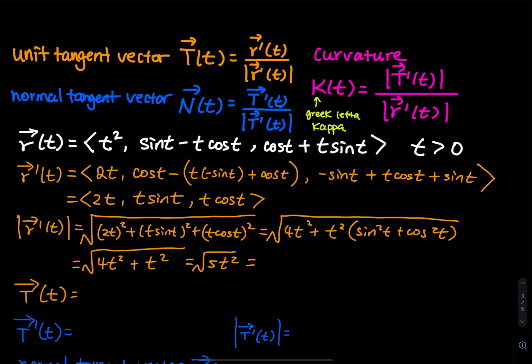And then take the square root of that. We have square root of 5t. So that is the magnitude. And then now we are ready to find the unit tangent vector by taking the derivative divided by the magnitude.